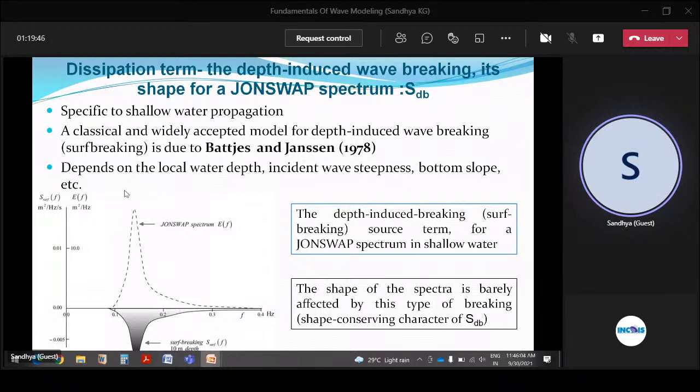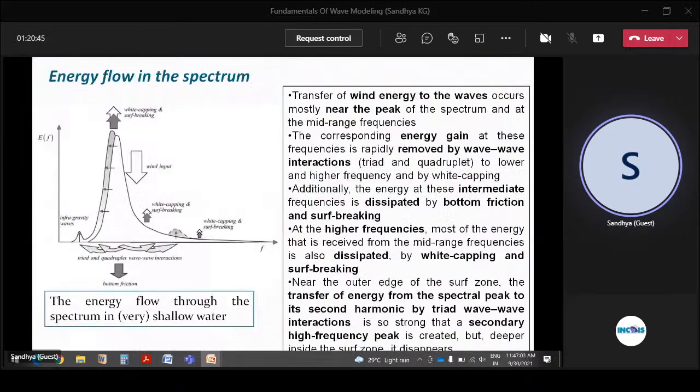The shape of the spectrum for this dissipation term looks like this. Since this phenomenon is not there in the deep water, only the shallow water curve is shown here. One important point is that the shape of this JONSWAP spectrum and the shape of this negative dissipation term are almost similar. That means this is the shape conserving character of the depth induced wave breaking. The shape of the JONSWAP spectrum is not affected by this term. Whereas in the case of nonlinear wave-wave interactions, the peak shifts towards the lower frequencies. That means the shape of the spectrum is affected, but here it is shape conserving.